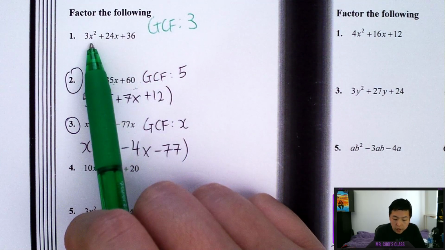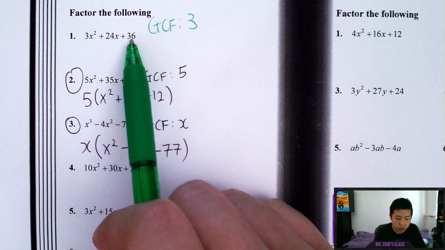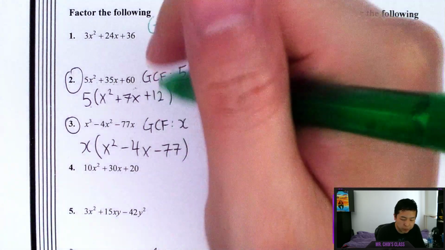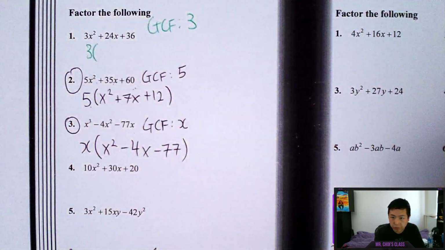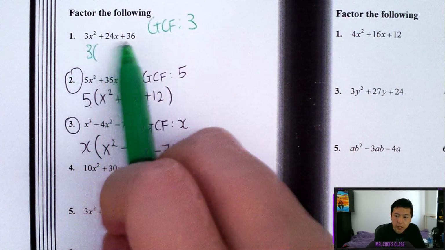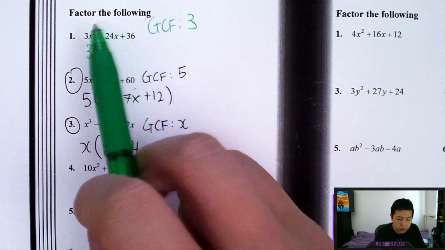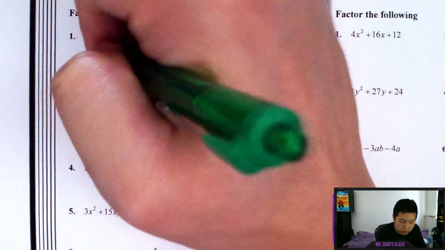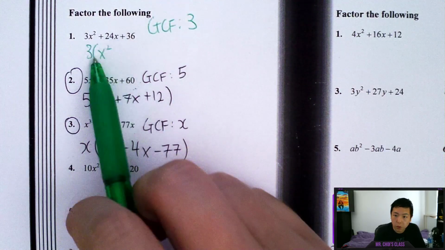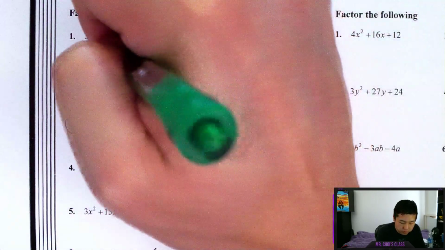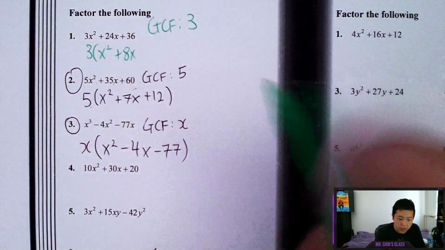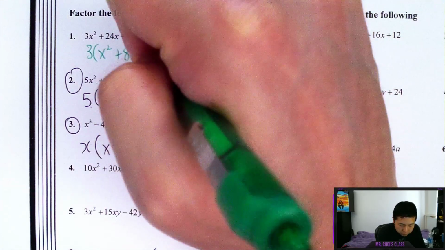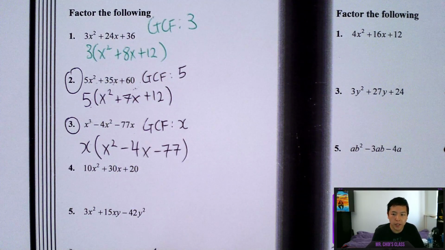And then for x, we see, does everything have an x? No, this one does not have an x, so there's no variable as our GCF, so it's just 3. So we write down 3, bracket, and then we divide each of these by 3. So 3x squared divided by 3, 3 divided by 3 is 1, so it's just left with x squared. 24 divided by 3 is 8, and we leave the x, and then 36 divided by 3 is 12, and there's our final answer.